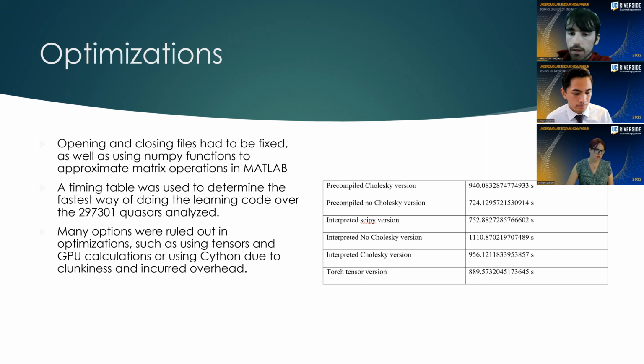So I tested it out, and pre-compiled usually did better, as well as not using a Cholesky decomposition, which was basically just a simpler method to reduce the amount of time that the learning code took for each iteration, and that also ended up being more helpful for the Python version, since it couldn't take full advantage of that shortcut as the MATLAB version could.